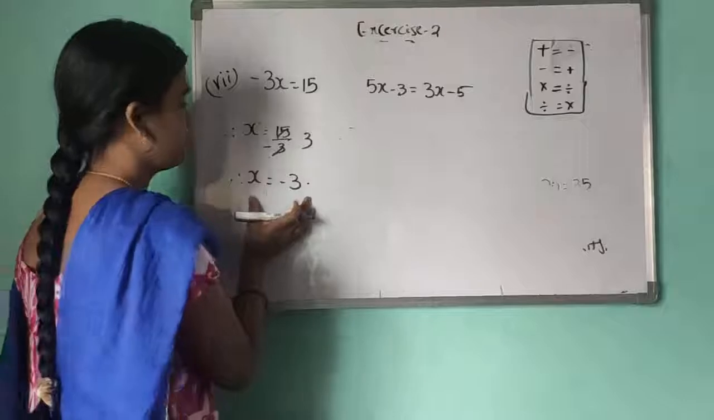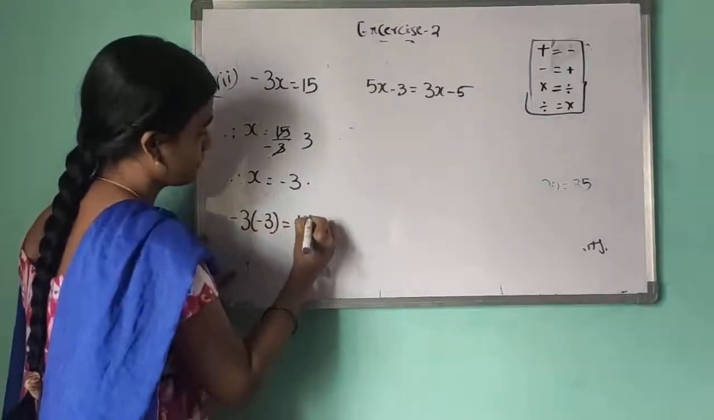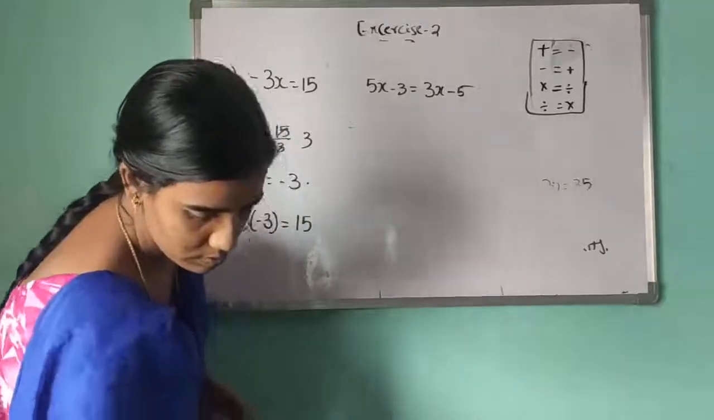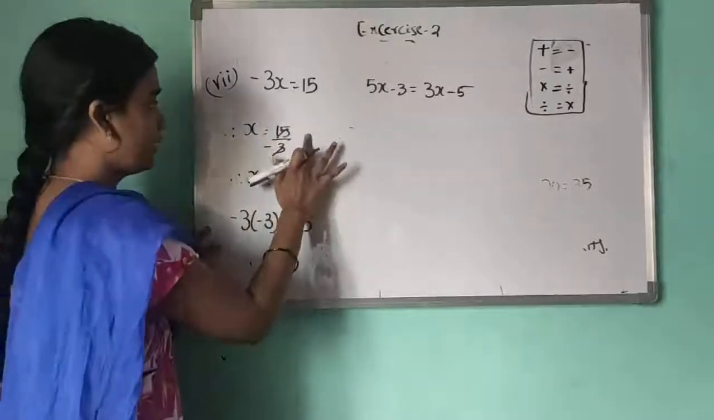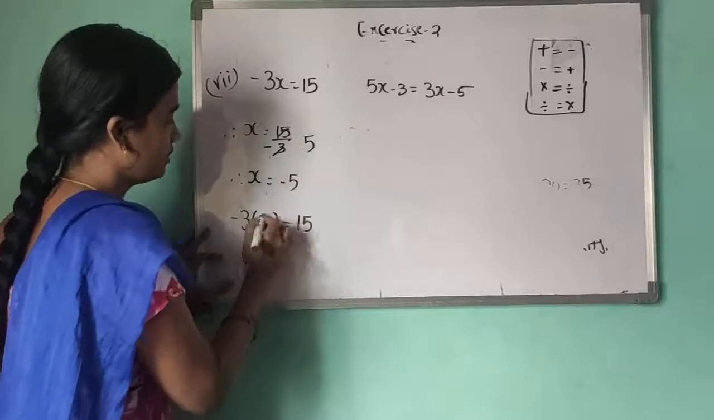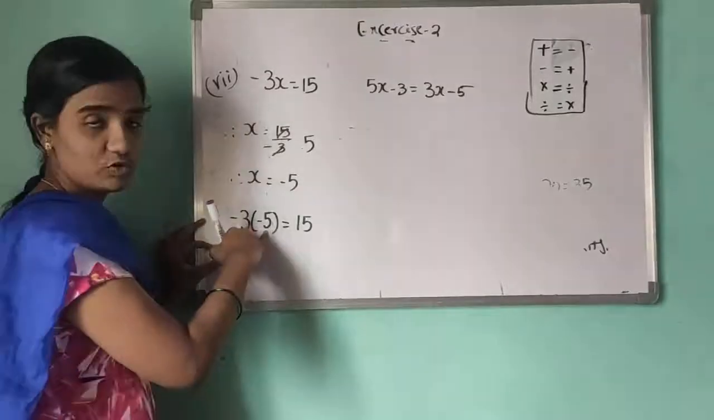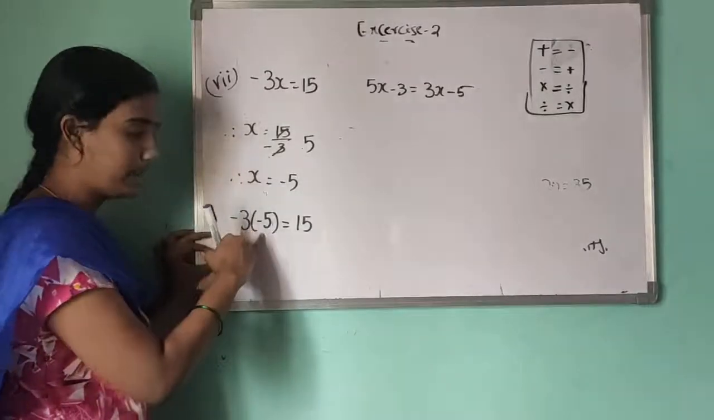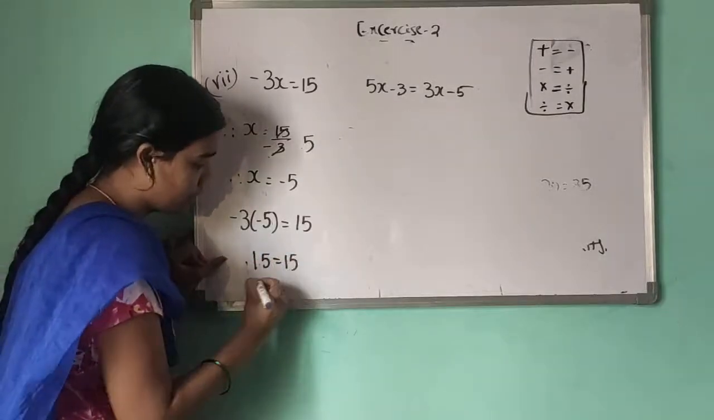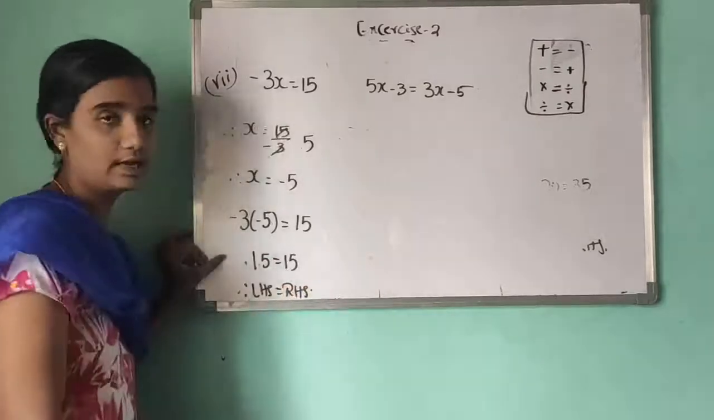Right? We have to substitute the minus 3 value into the given equation. Minus 3 is equal to 15. Sorry, how many times? 5 times. 3 5s are 15, right? I have to substitute the 5 value into the given equation. So minus into minus is plus, right? We have to do the multiplication. Minus 3 into minus 5, we will get the value 15. Therefore 15 equal to 15. Therefore the LHS equal to RHS, right?